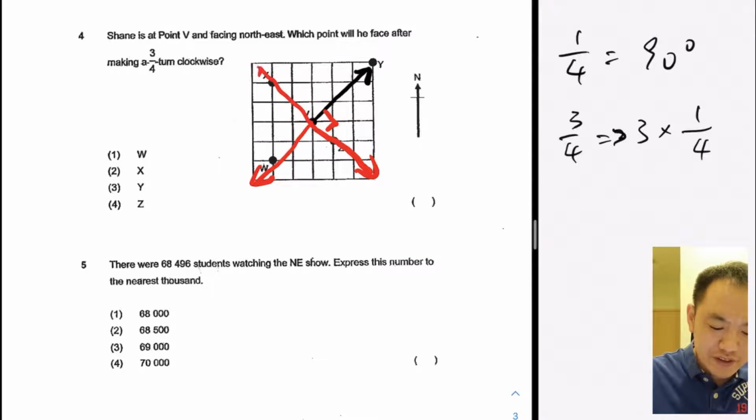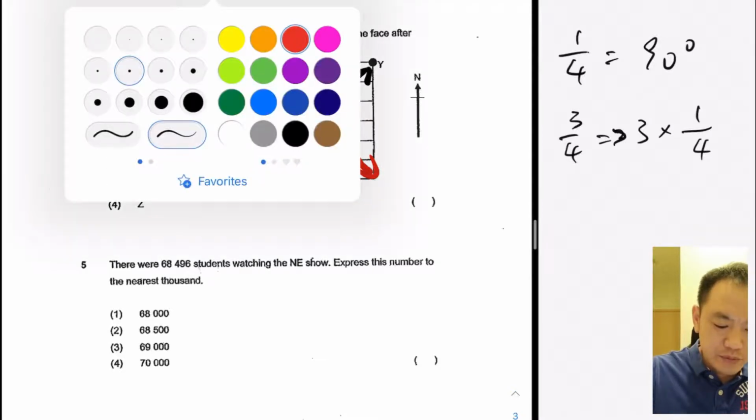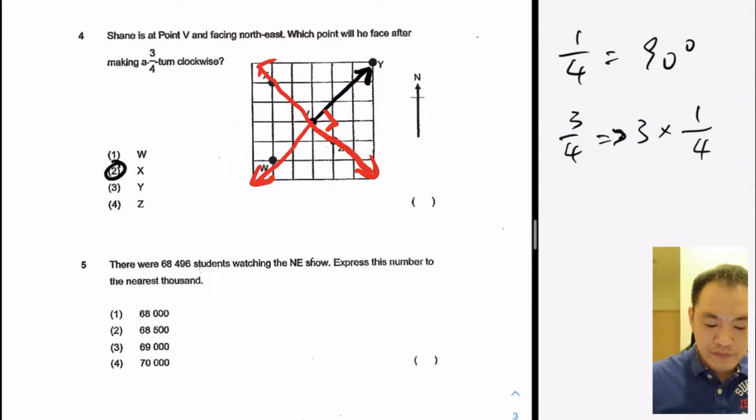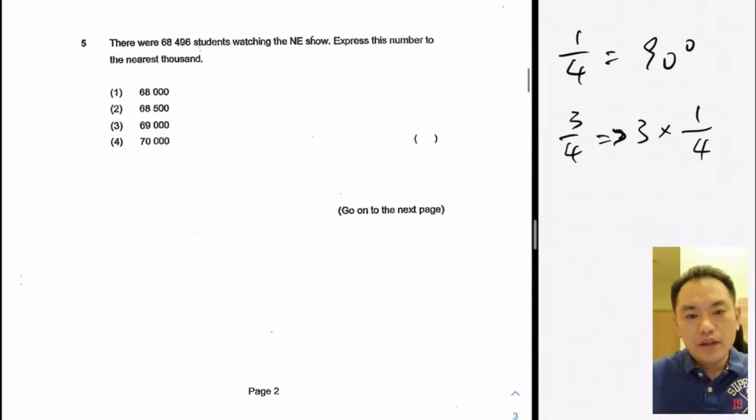Yeah, I didn't see that. So he will be facing X. So the answer will be 2. Okay, let's move on to the next question.